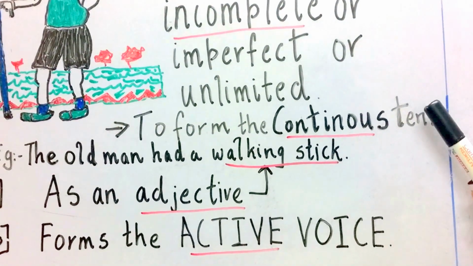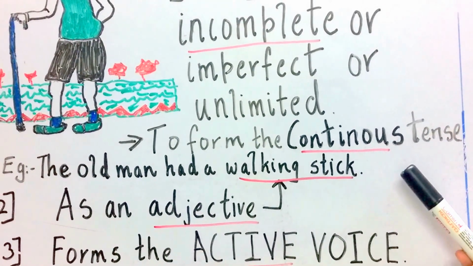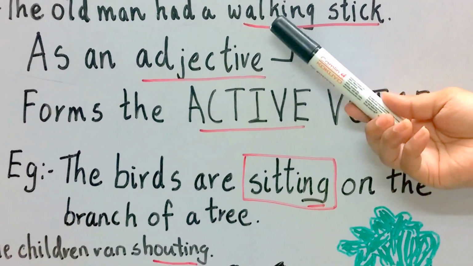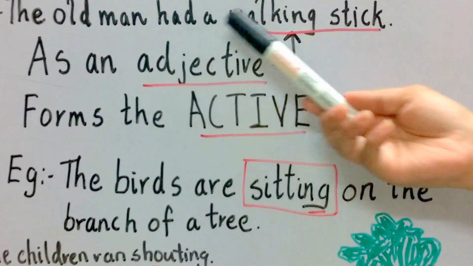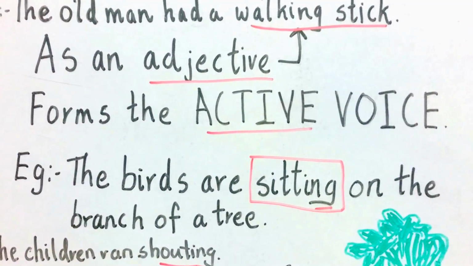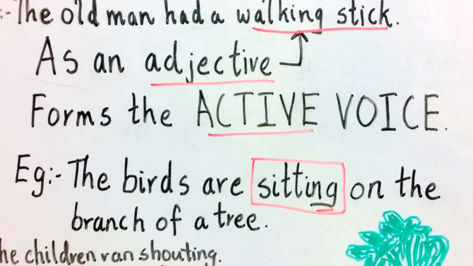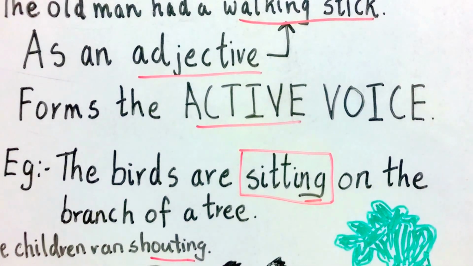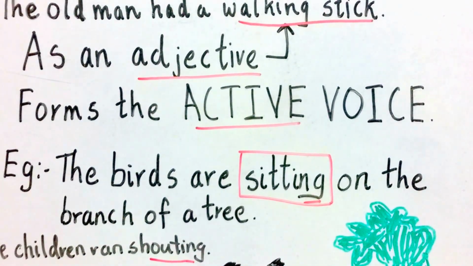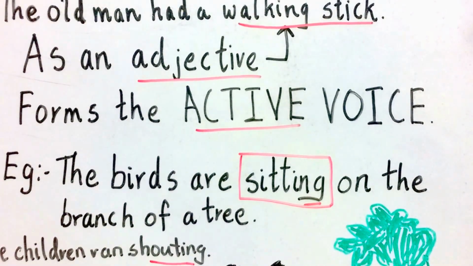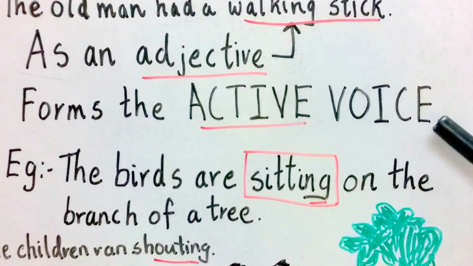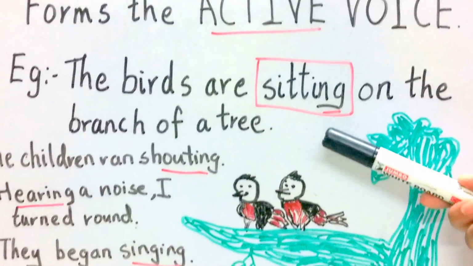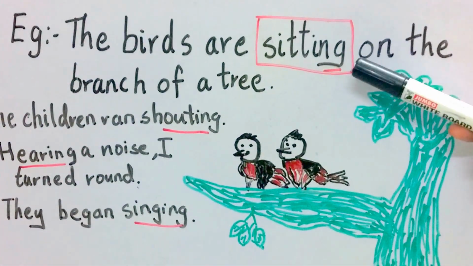Now we can see that the present participle is also used as an adjective. For example, I say, the old man had a walking stick. So it expresses a participle as well as a noun. It also forms the active voice. For example, I say, the birds are sitting on the branch of a tree. Active voice means it is the doer of the action.